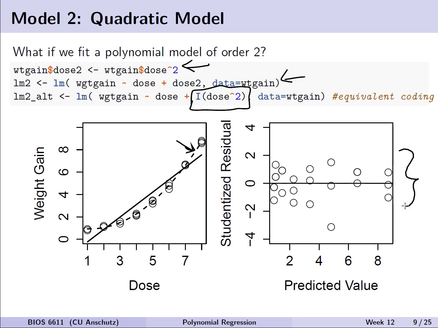Likewise, we see that our studentized residuals, our jackknife residuals here, are much more equally scattered about that line at 0. There doesn't seem to be as much of an obvious pattern, at least, suggesting that adding this squared term, this quadratic term, is beneficial to improving the fit of our linear regression model.